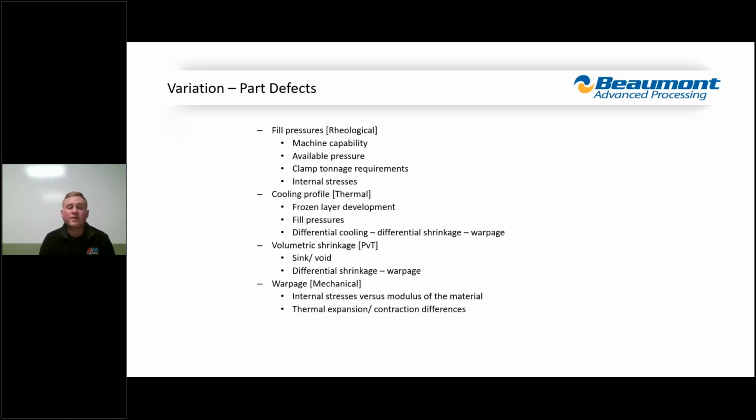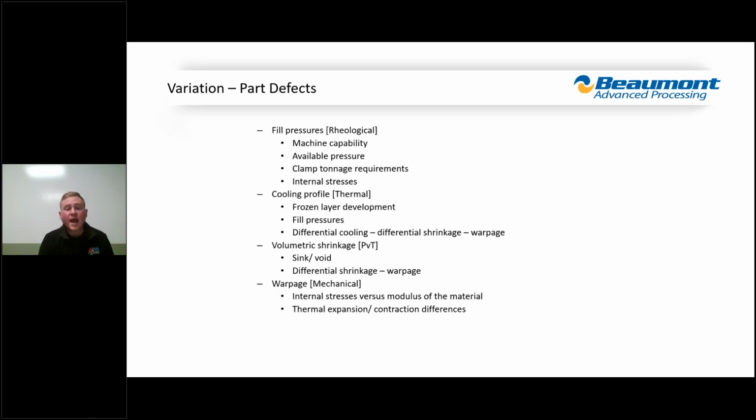And ultimately, if we have differential cooling in different areas of the part, that's going to lead to differential shrinkage and overall warpage. We have the pressure volume temperature, the PVT relationship, so that we know that's describing how it's going to volumetrically shrink. Is the material going to sink or void, and how aggressively? And again, differential shrinkage equals warpage.